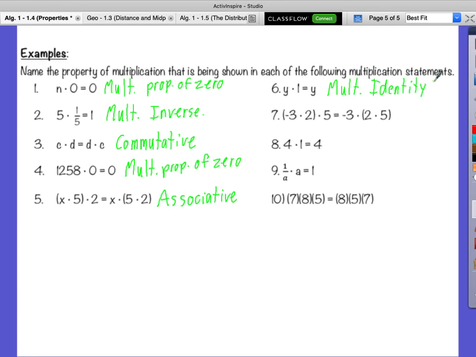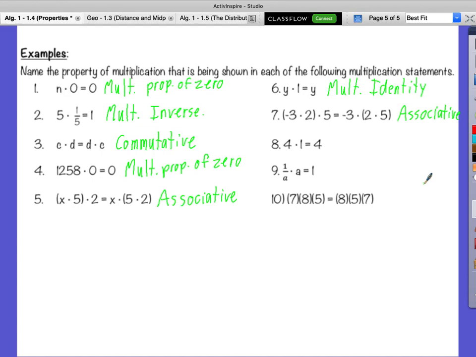Number 7, back to the odds, okay? Dylan, hitting you up for this one. It is associative. Ooh. Press F in the chat, okay? Number 8. 4 times 1 equals 4.